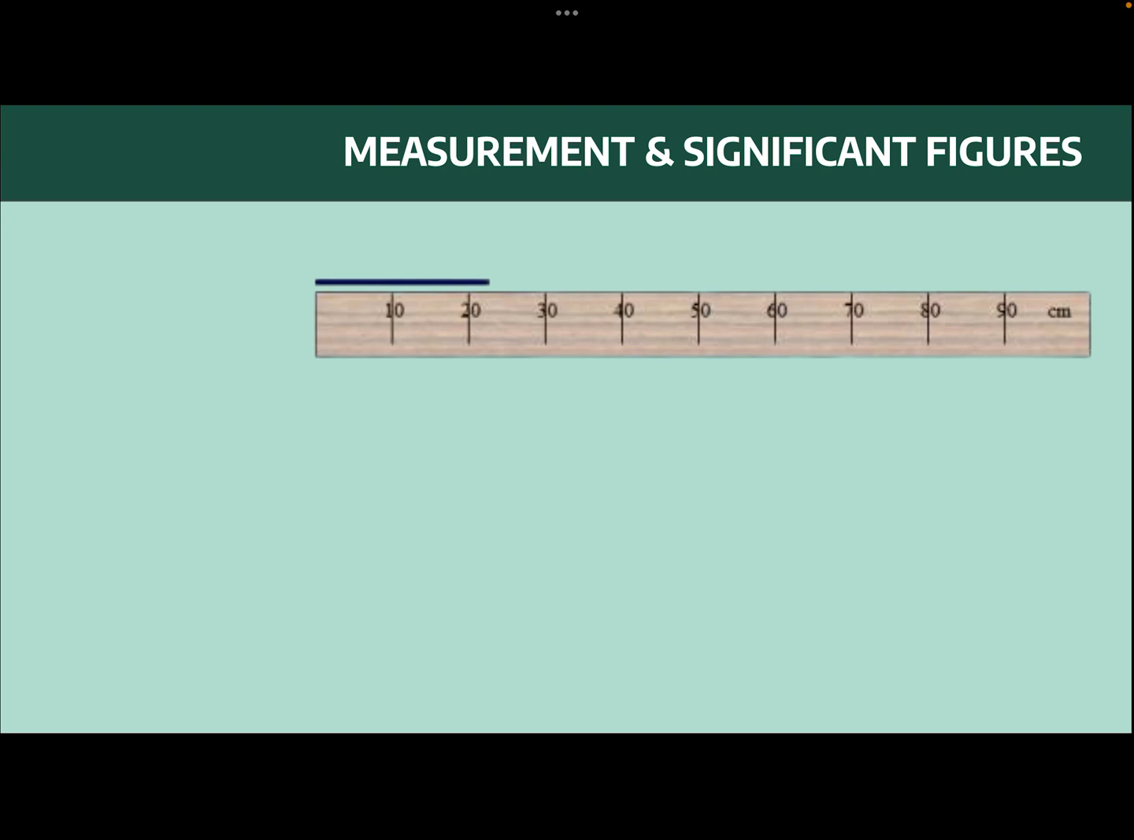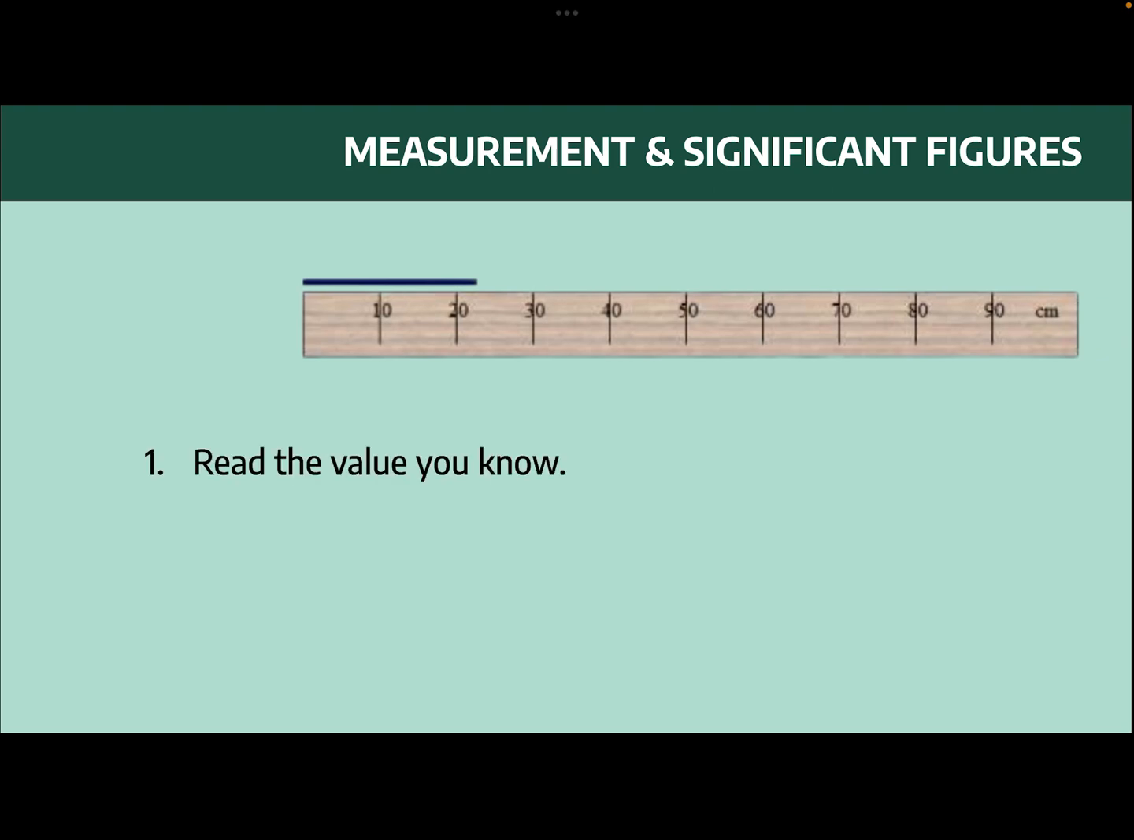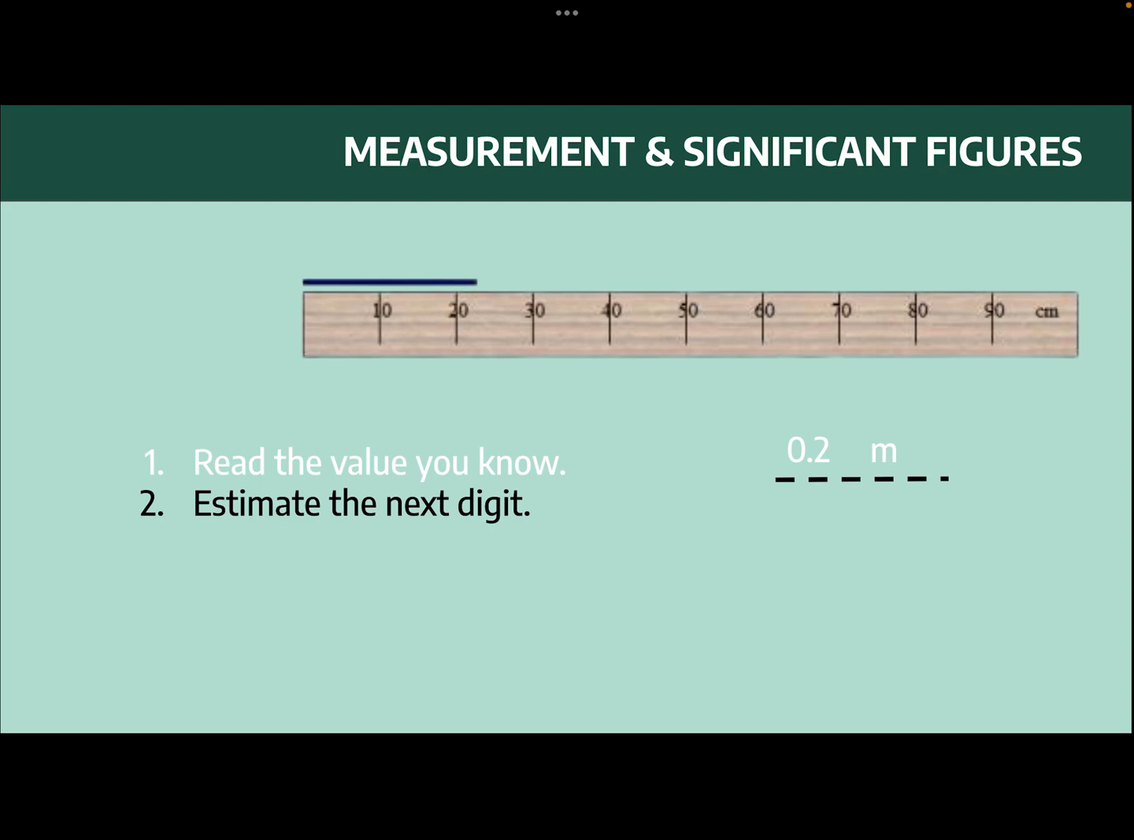Now, let's say I get a little more precise and I get a meter stick that looks like this, that's broken up into 10 different sections, into decimeters, if you will. Well, now I'm going to read the value I know. I know that that's definitely 0.2, but I don't know what the next value is. Again, I'm going to have to estimate that next digit, and maybe it's 2 or 3, right? So 0.23 meters then would be my measurement. Notice as I went from the first to the second, I was able to get more precise with my measurement because my measurement instrument was better.